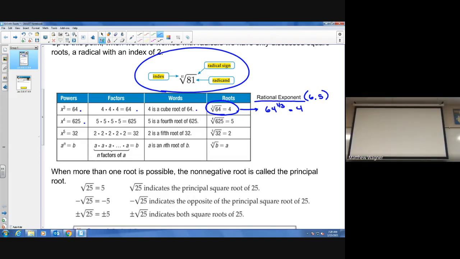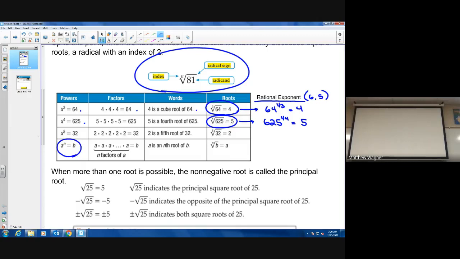5 times 5 times 5 times 5 is 625. So 5 is the fourth root of 625, which is directly indicated here. Again, we could use rational exponents. So if I take 625 and raise it to the 1/4 power, I would also get 5. I'm going to skip ahead to this last example.